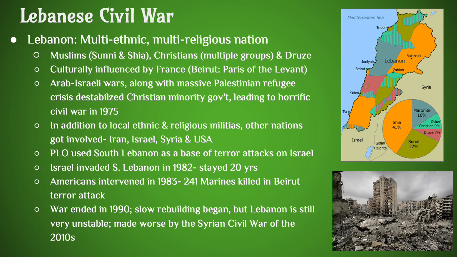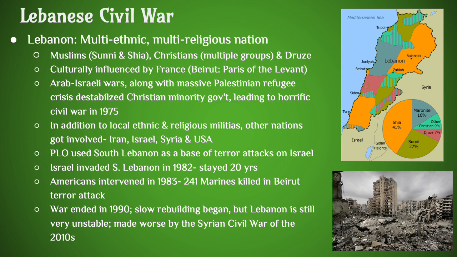Another country that was in really rough shape during this period was Lebanon. Lebanon, as you can see from the map, is a multi-ethnic and multi-religious nation. So it's about 40% Shia Muslim, about a quarter Sunni Muslim, about a quarter Christian, and then there's this other group called the Druze, and I would have to have a whole presentation to explain the Druze to you, so I'm not going to do that right now.